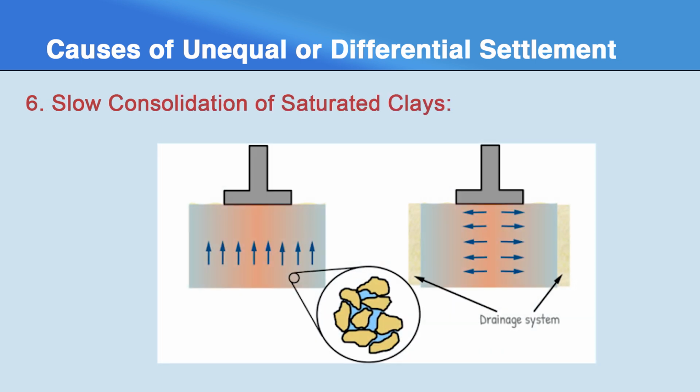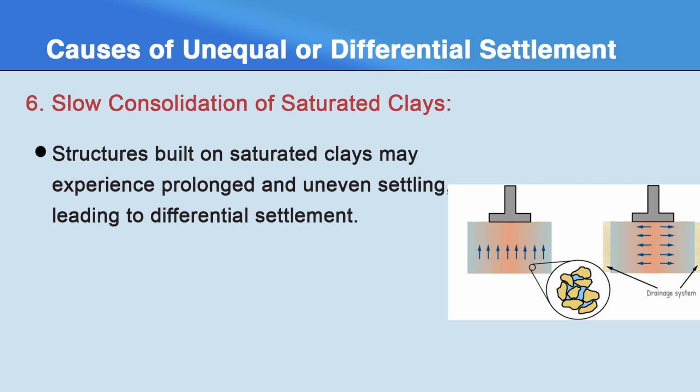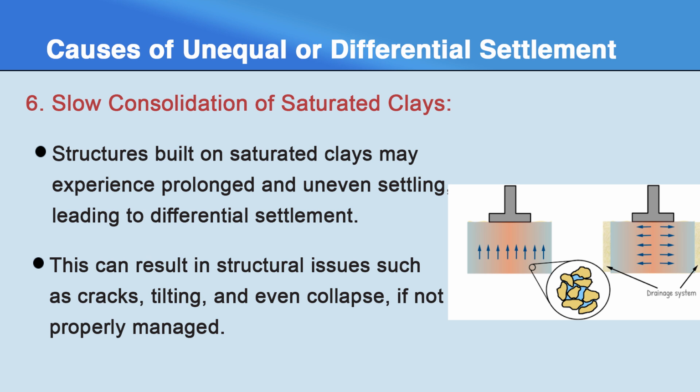Sixth is slow consolidation of the saturated clays. Saturated clays consolidate very slowly under load due to their low permeability. This slow consolidation process can lead to ongoing settlement over a long period, which may be uneven. Structures built on saturated clay may experience prolonged or uneven settling, leading to differential settlement. This can result in structural issues such as cracks, tilting, and even collapse if not properly managed.